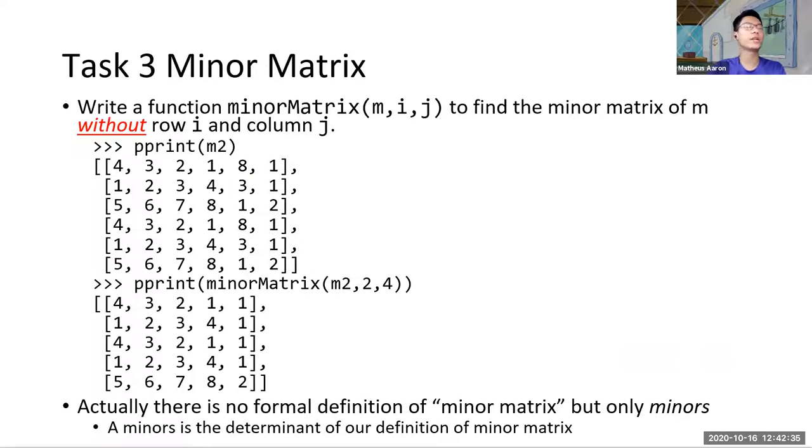The third question is minor matrix. You need to write a function minor matrix Mij to find the minor matrix of M without row i or column j. The definition of a minor matrix is not a formal definition in math, but it really helps our calculations later in task 4. So let's see what happens with minor matrix. We want to remove row i, the one highlighted in red, and we want to remove column j as well.